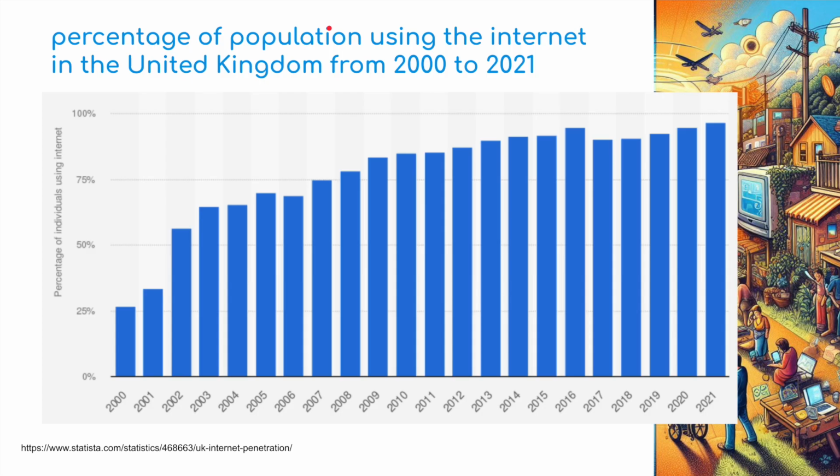Okay, and in the United Kingdom, the percentage of the population using the internet from 2001 compared with 2021, here we go, we've got just over 25% back in 2000, and back in 2021 we're almost at 100%, about 97%.